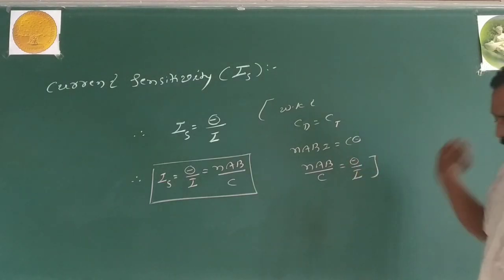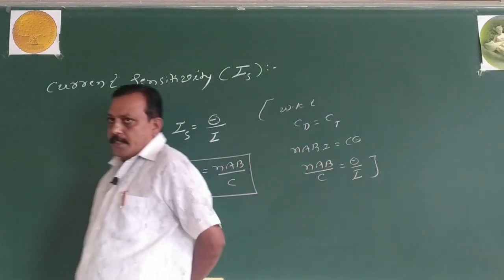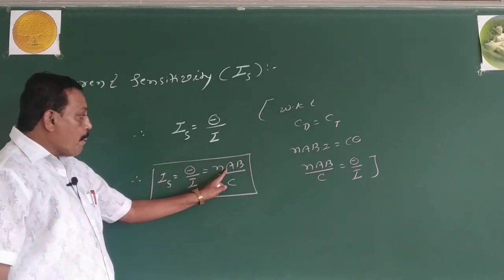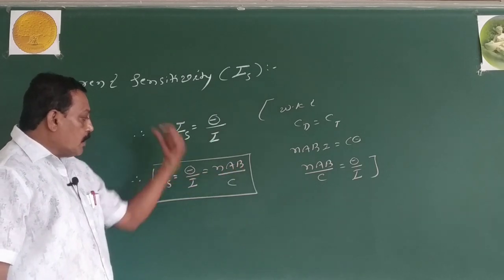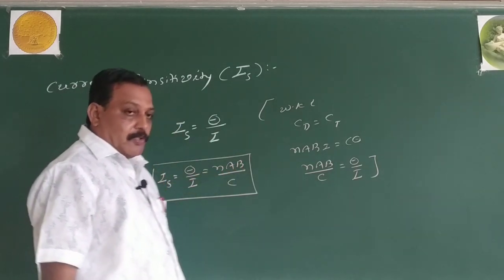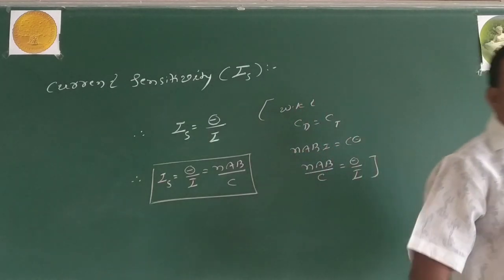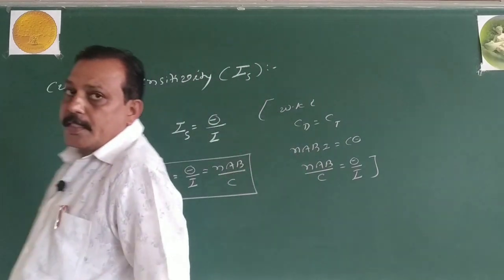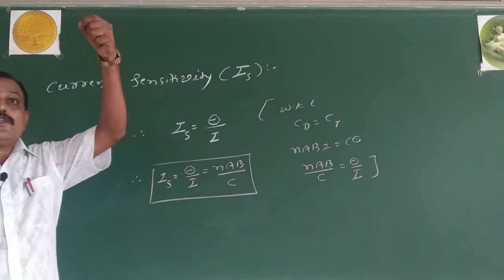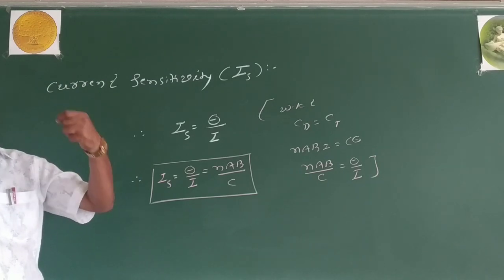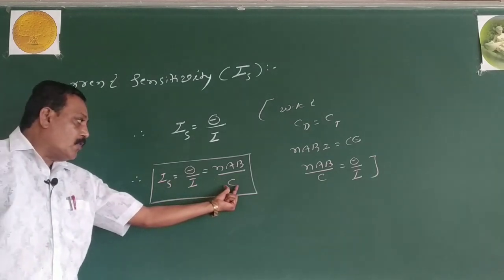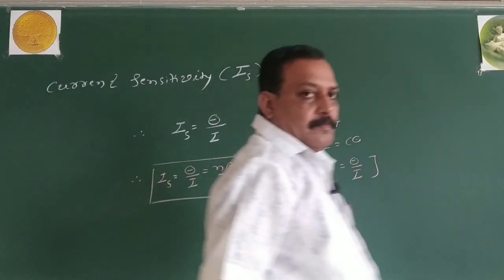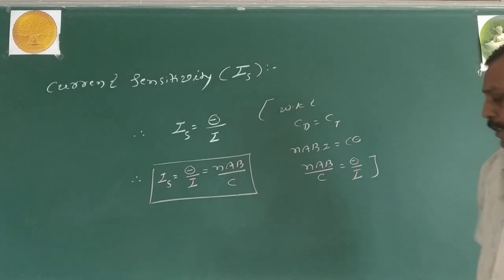From the equation, it is clear that the current sensitivity of a moving coil galvanometer is directly proportional to the number of turns, the area of the coil, and the strength of the magnetic field, and inversely proportional to the couple per unit twist C. As C decreases, Is increases. Because of that reason, we select a phosphorus bronze suspension strip, which has the least value of C. As C decreases, the value of Is increases. Then what is the SI unit?